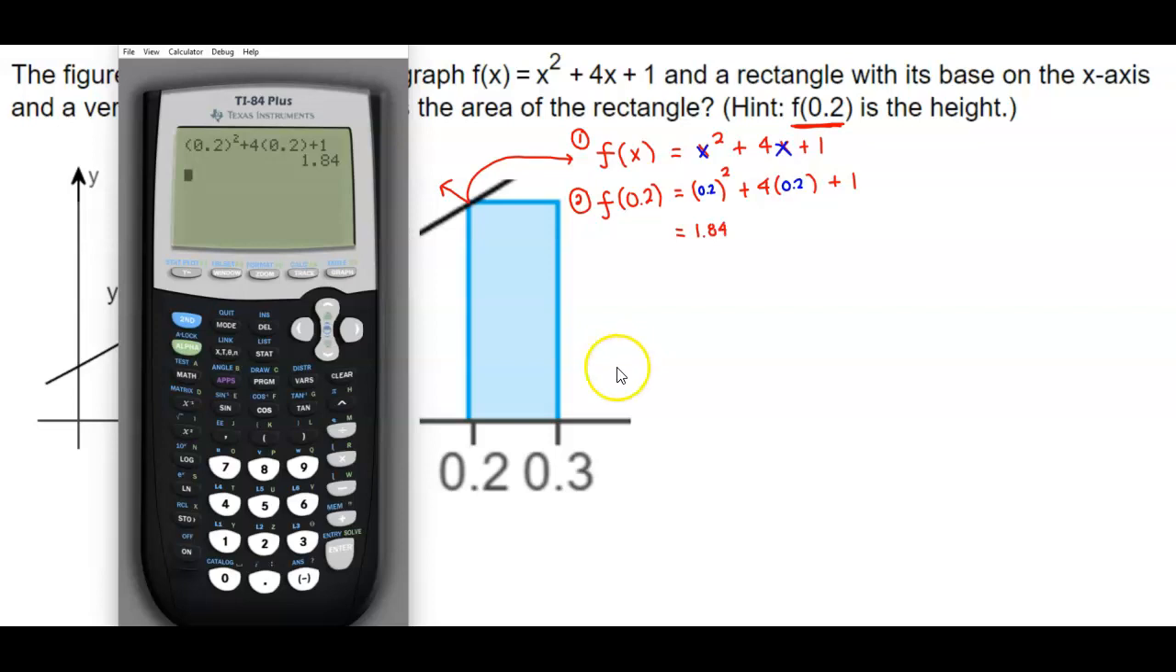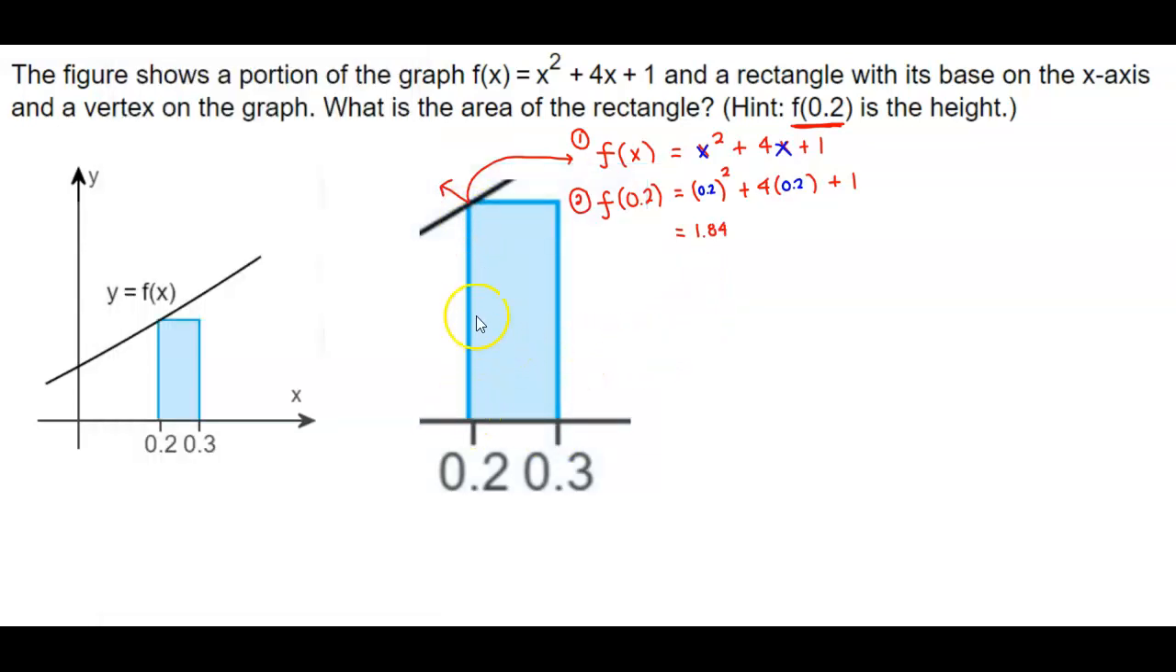1.84. Okay, so what that means is that this distance, from here to here, this is the height. So this means that the y value is 1.84, which tells you that the distance from here to here is 1.84. Okay, and now we also want to find the distance from here to here of the rectangle. In order to find that distance, you're going to take 0.3 and subtract 0.2, and that's going to give us 0.1.